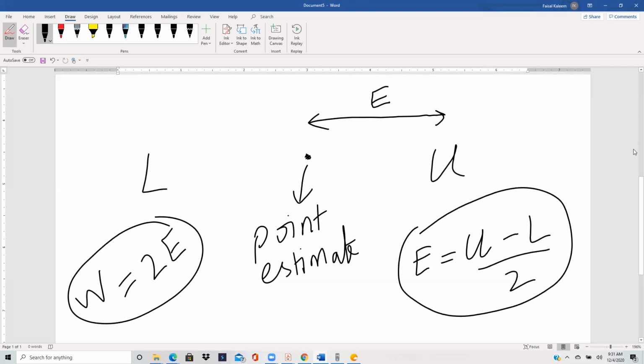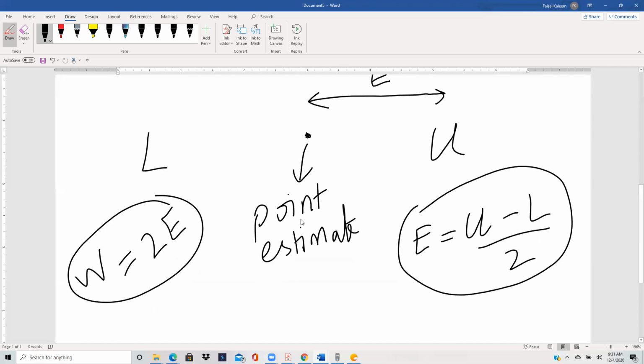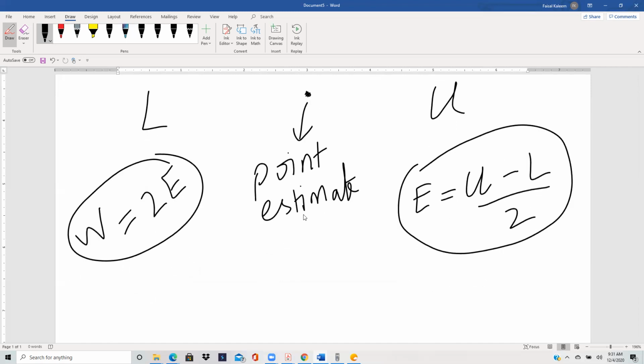And then how will we get the point estimate if we are given the lower and upper bound? Is the point estimate just what's in the middle? Uh-huh. So what's the formula for it? And again, that formula for the midpoint, you knew that even before coming to this class.